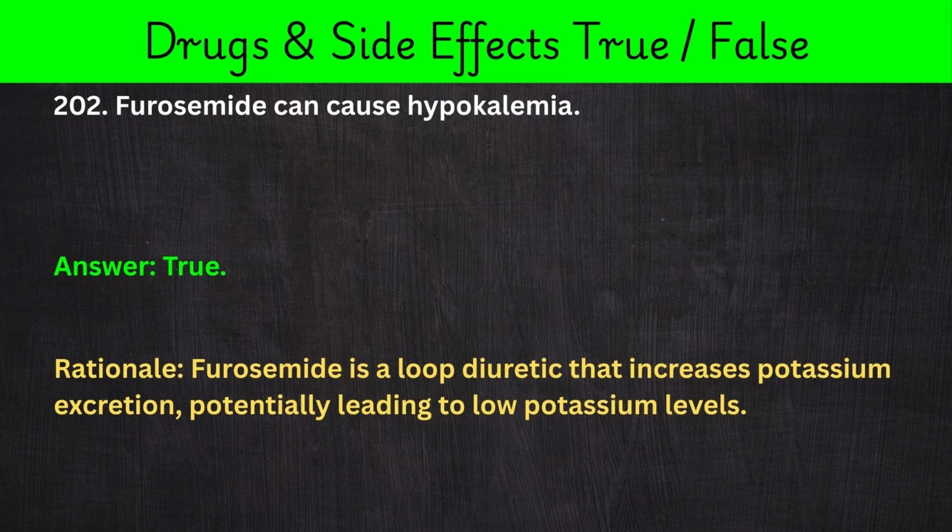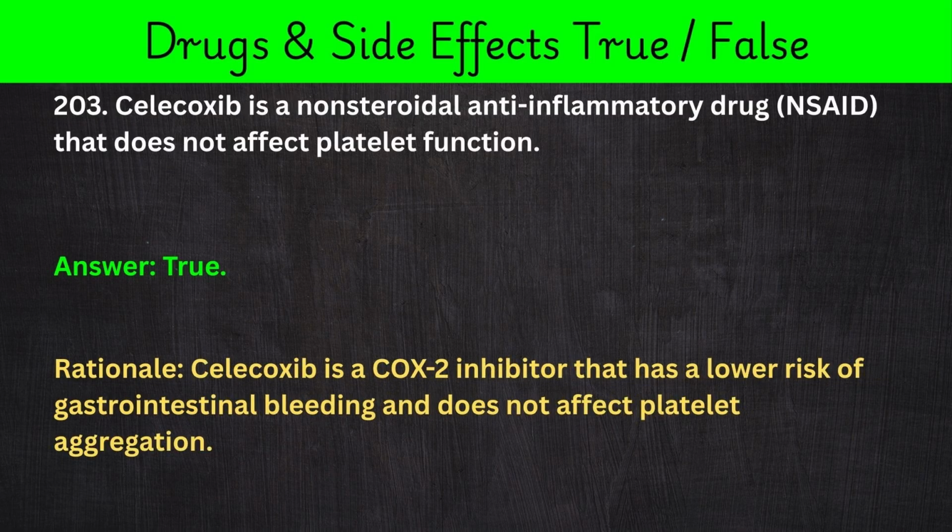202. Furosemide can cause hypokalemia. Answer: true. Rationale: furosemide is a loop diuretic that increases potassium excretion, potentially leading to low potassium levels.